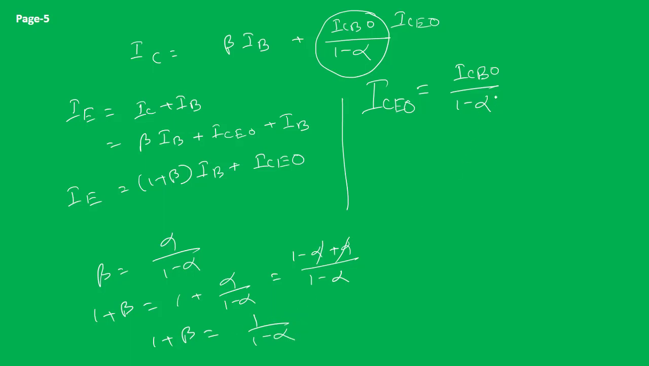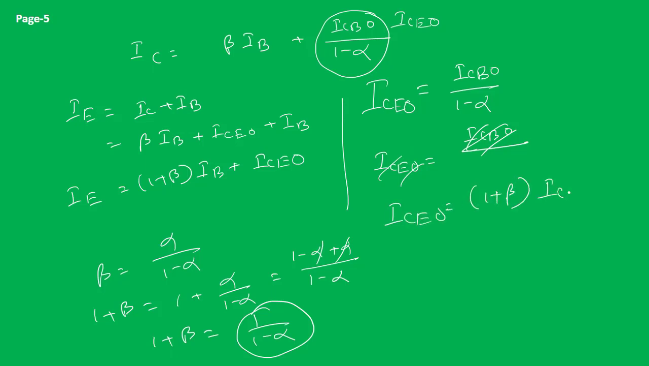So this 1 by 1 minus alpha we can replace, and write ICEO is equal to 1 plus beta times ICBO. So this is another very important relation.